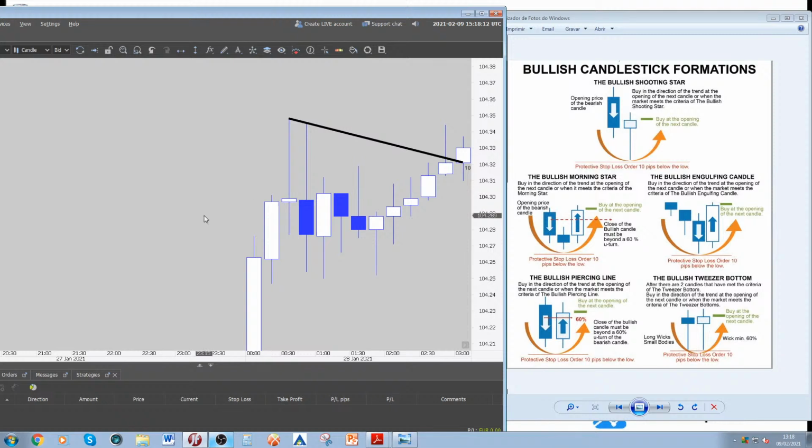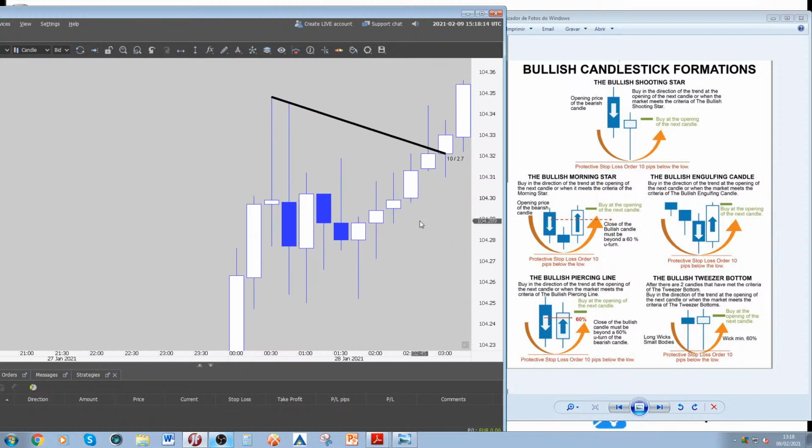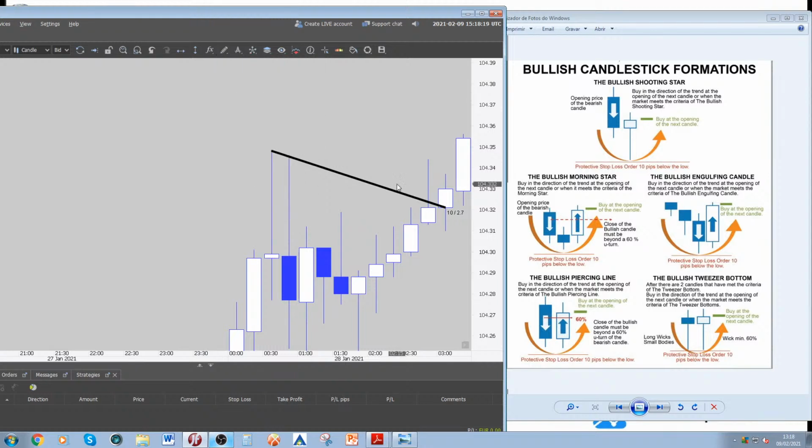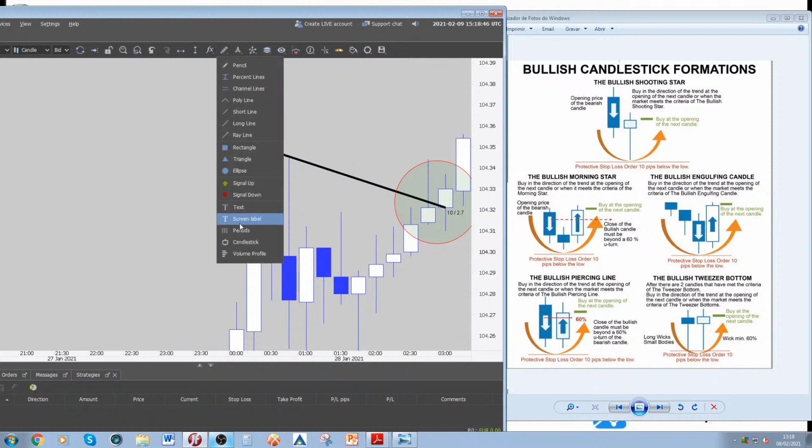Okay, everybody, so here is the question. Would you enter in here? If we are using candlestick formations as entry signals, would you enter in here? Because sometimes, everybody, there is going to be a counter trend line break. Okay, so let's learn something today.